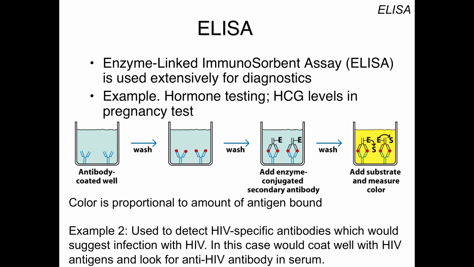Another example where people use this type of technology is to detect other antibodies. If you want to determine whether somebody is potentially infected with the HIV virus, you can coat the well with an HIV-specific antigen, and then to see if somebody is infected and making an HIV-specific antibody, you can add their serum to that well, and those HIV-specific antibodies would bind to the plastic dish and cause a color reaction, and that would be indicative that the patient is infected with HIV.